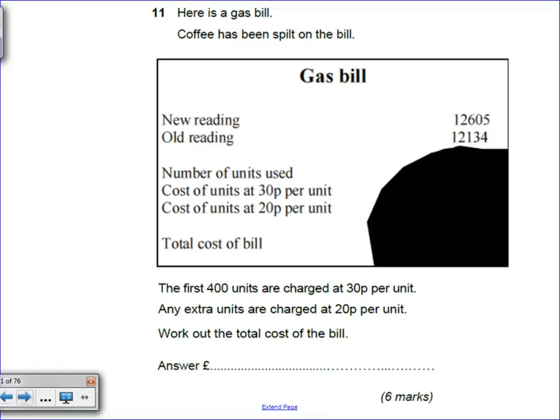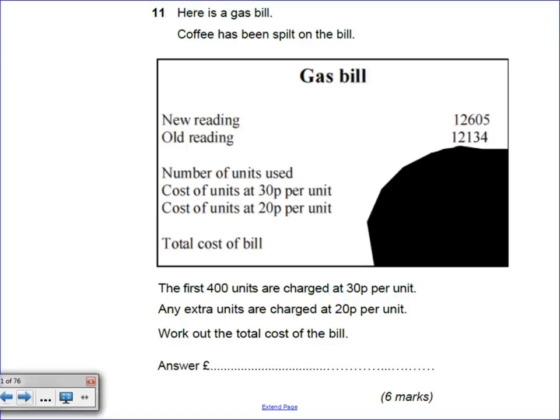Typical questions where they're going to combine some of the basic maths you did in week 1 with other bits. Have a go at this. It's question 11 out of the 15 question paper. So this is quite far in the paper. Quite a difficult one. Can you read it? Basically it's to do with a gas bill. And they had 2 readings and somebody spilt their coffee over the rest of the bill. So you need to work out the number of units used, the cost of units at 30p a unit, the cost of units at 20p a unit, and then the total cost of the bill.